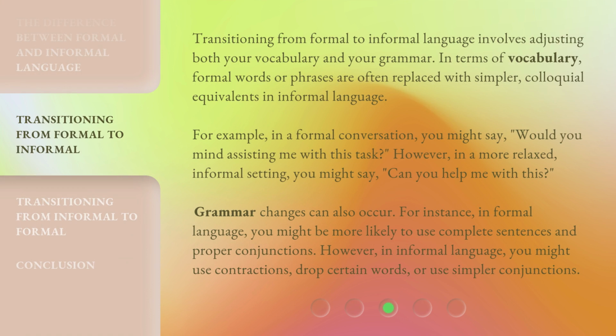Transitioning from formal to informal language involves adjusting both your vocabulary and your grammar. In terms of vocabulary, formal words or phrases are often replaced with simpler, colloquial equivalents in informal language. For example, in a formal conversation, you might say, "Would you mind assisting me with this task?" However, in a more relaxed, informal setting, you might say, "Can you help me with this?"